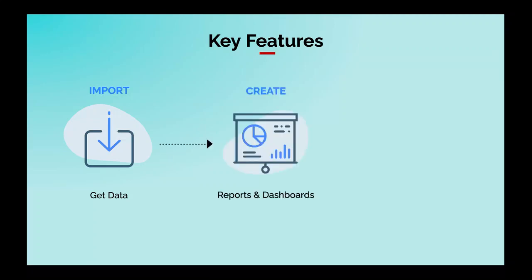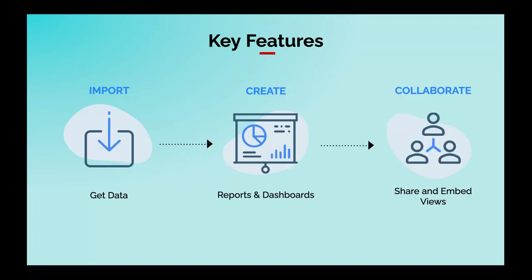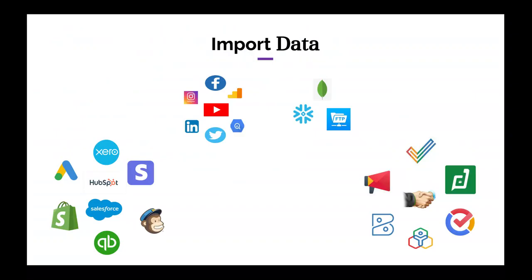The second feature is about creating reports and dashboards. In Zoho Analytics, we support different types, around 20 to 30 types of charts, KPI widgets, and dashboards. The third feature is collaborating with your end users. After having created the required reports and dashboards, how do you share and collaborate on them with your end users. Now, let's get in depth about each of these features.